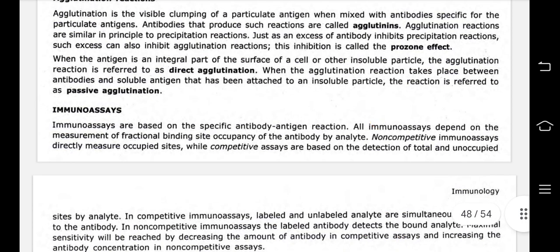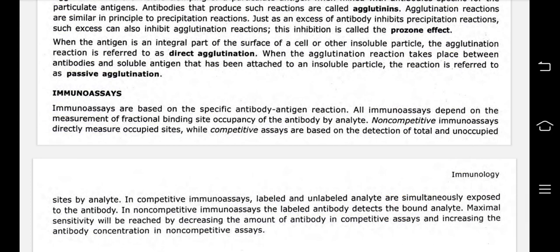When the antigen is an integral part of the surface of a cell or other insoluble particle, the agglutination reaction is referred to as direct agglutination. When the agglutination reaction takes place between antibodies and soluble antigen that has been attached to an insoluble particle, the reaction is referred to as passive agglutination.